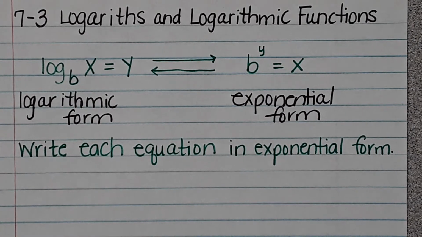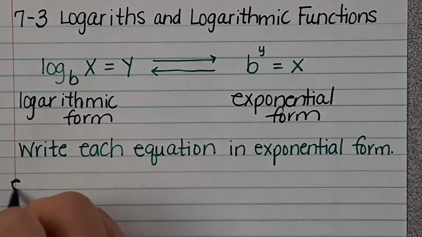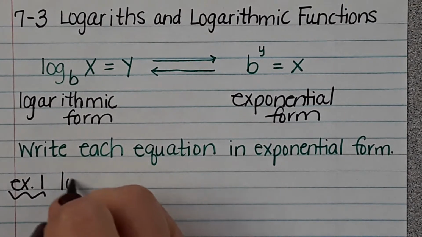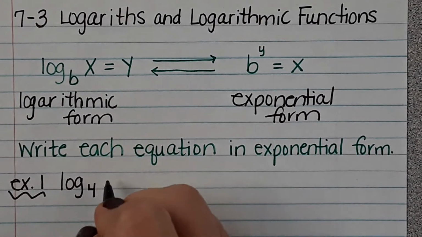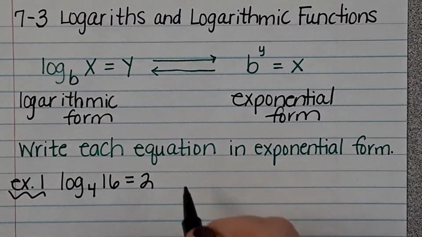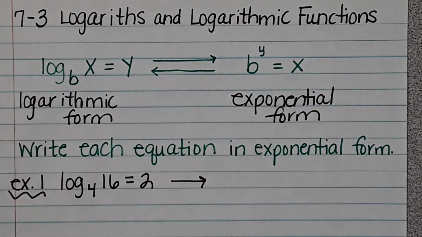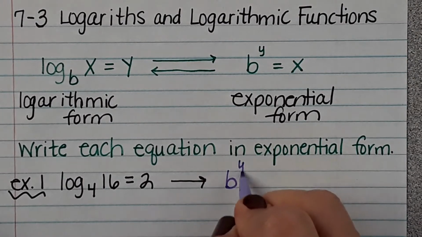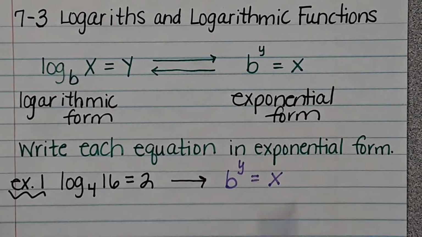I'm going to give you 2 examples for each type of direction. So the first direction says write each equation in exponential form. So what we're going to do is example 1. We're going to write log of base 4, 16 equals 2. And we're going to write that in exponential form, which is b to the y equals x.